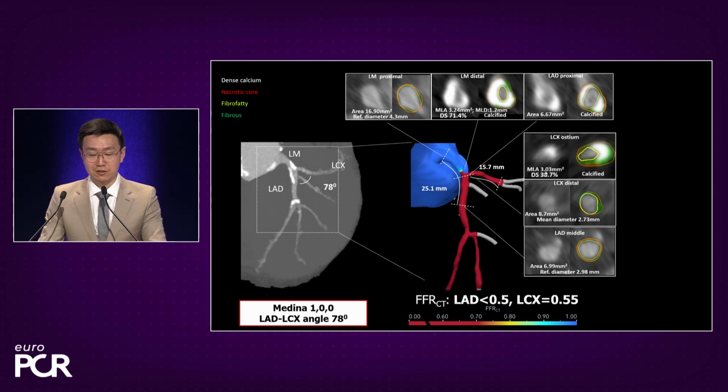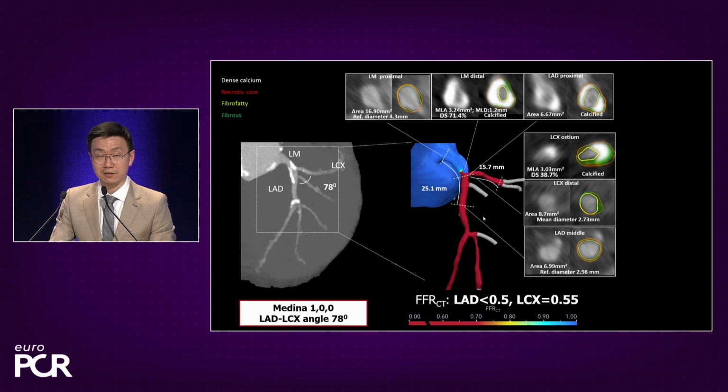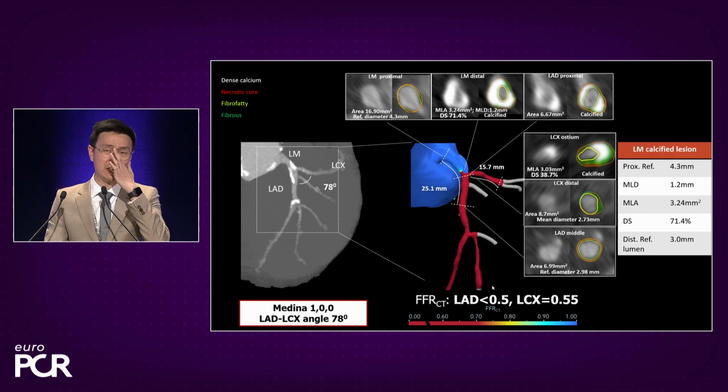And we take a look at the circ. At the circ ostium, the left main distal calcified plaque, of course, also extends to the circ ostium, where you can see the minimum lumen area of 3.03 square millimeters at a diameter stenosis of 38.7%. At the circ distal, you see the reference diameter of 2.73. On the FFRCT, the LAD is very ischemic with an FFRCT value of less than 0.5. For the circ, it is 0.55, right after the left main distal.